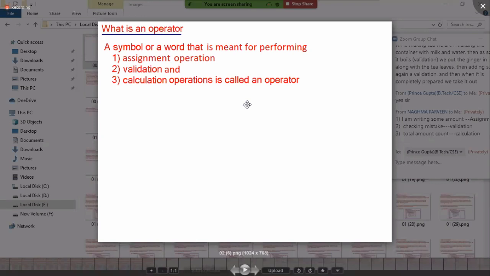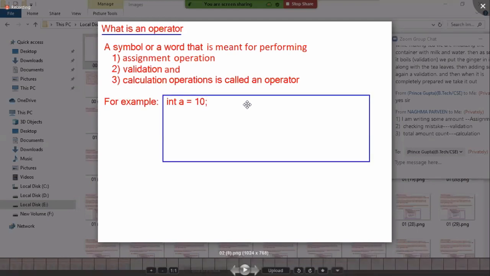Do you understand the definition? What is an operator? A symbol or a word that is meant for performing assignment operation, validation and calculation operations is called an operator. Simple definition. Accepted? Visualization is very important. For example, I am taking int a equal to 10. Here what operation is there? Assignment. Here single equal to is an assignment operator.